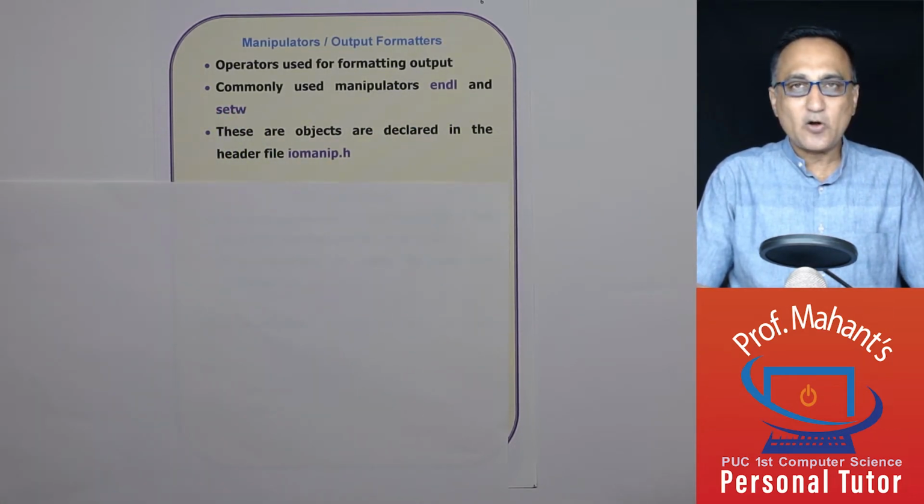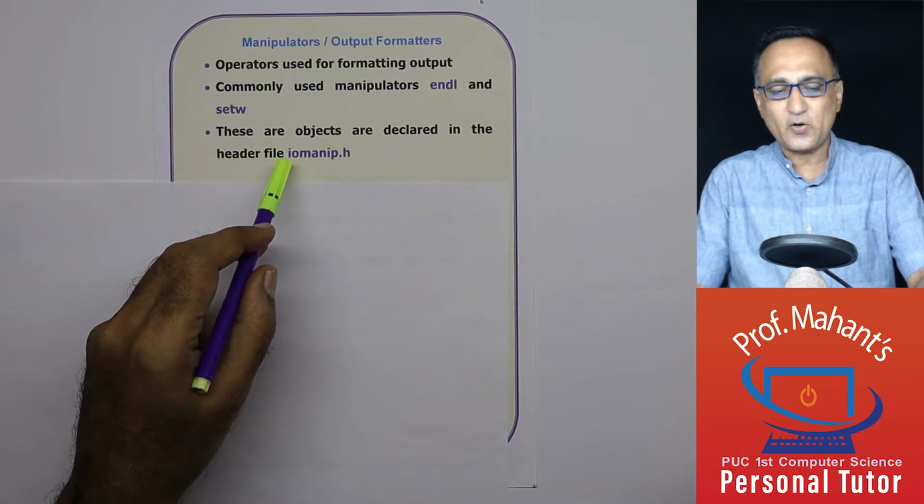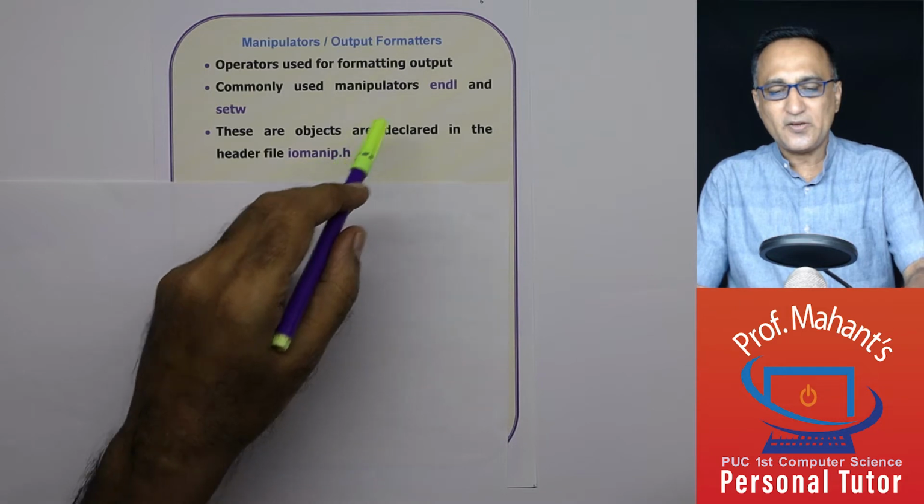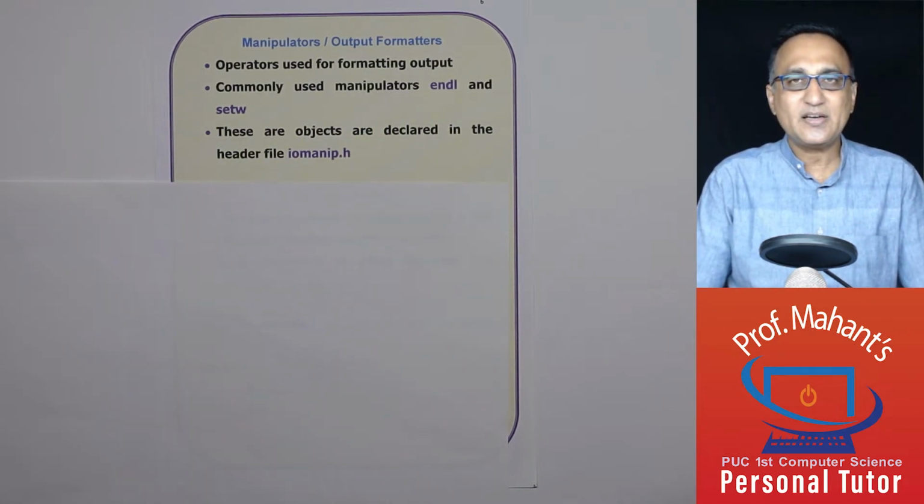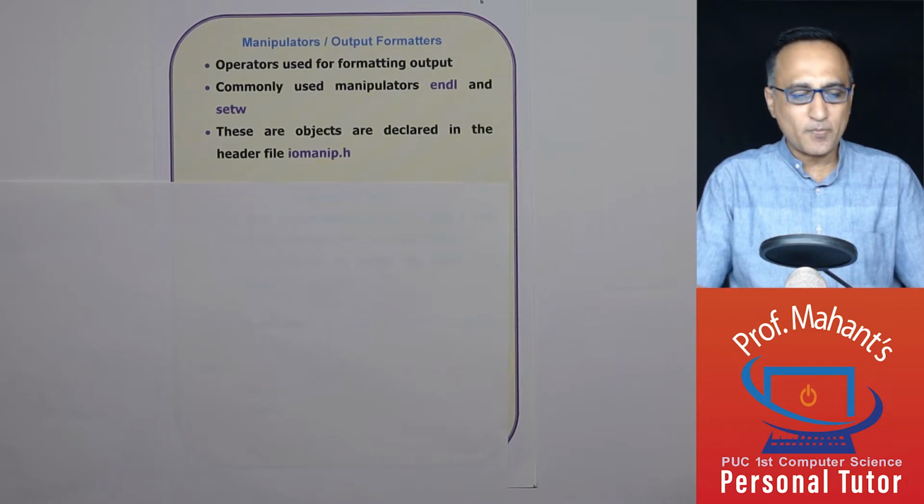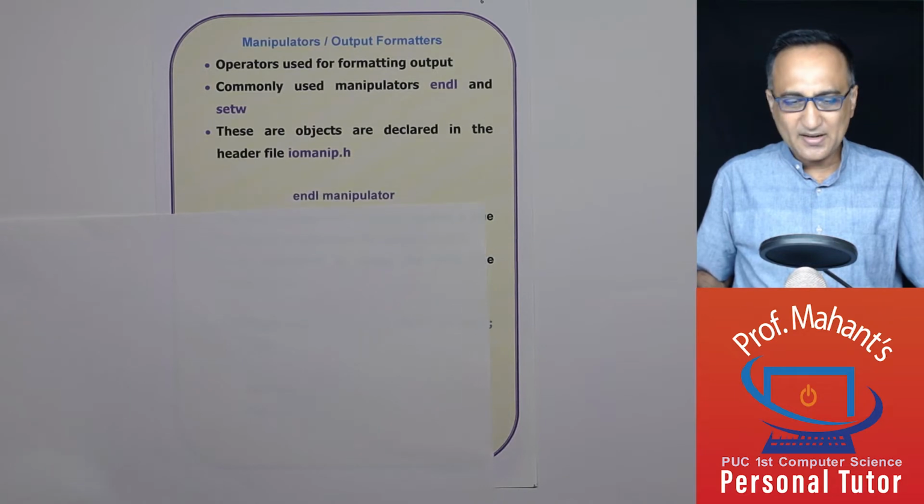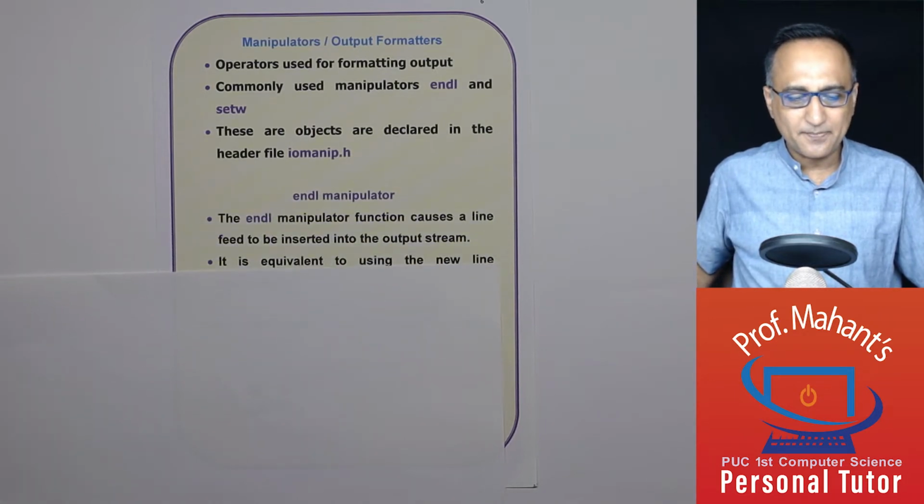Now, these particular objects for formatting the output are declared in a header file called iomanip.h. If you have to use endl and setw, you must include the header file iomanip.h. Let's see what they end up doing through an example at some point of time.